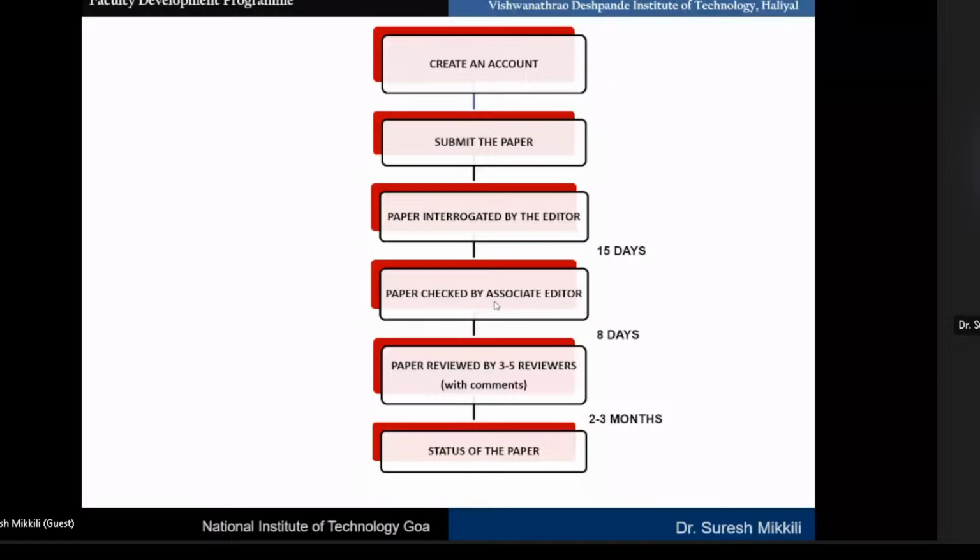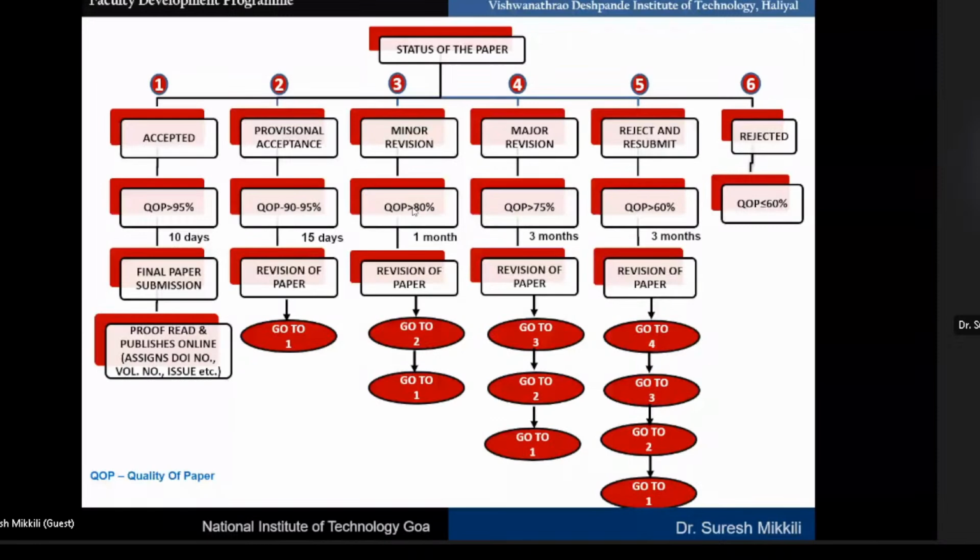A few members will give their review within 1 month and a few within 2 months. Now, based on the quality of your work, it can be directly accepted. If the quality of your paper, QOP, is above 95%, your paper can be accepted. How do you know the quality of your paper is above 95%? When it goes to 3 reviewers and all 3 reviewers accept, then the paper will be directly accepted.